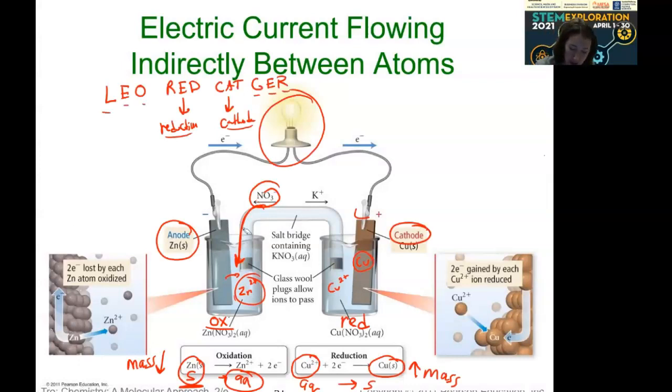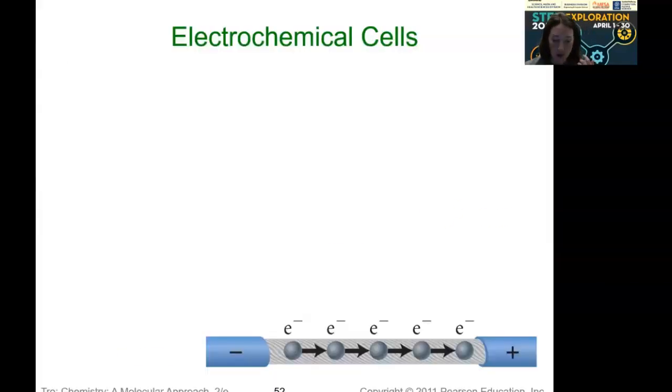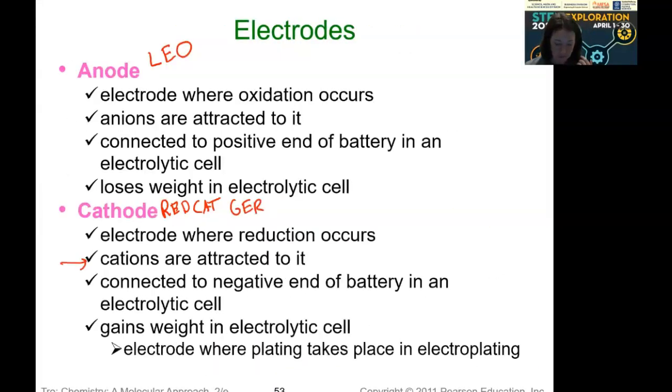In our salt bridge, right, electrons are continually coming over here, making this solution negative, so the cations will be attracted to it to make this a neutral solution. Right, so the cations are attracted to it. It's connected to the negative end in an electrolytic cell, and it gains weight.